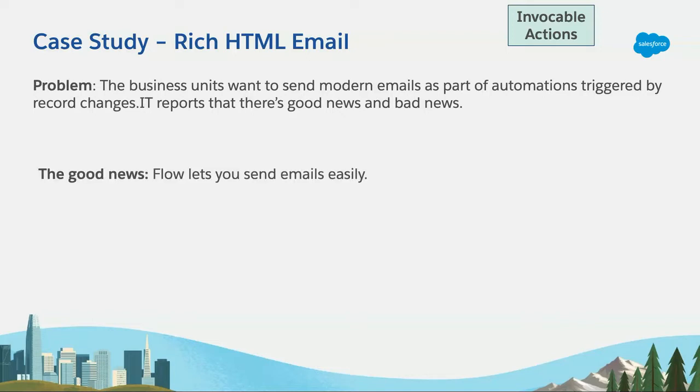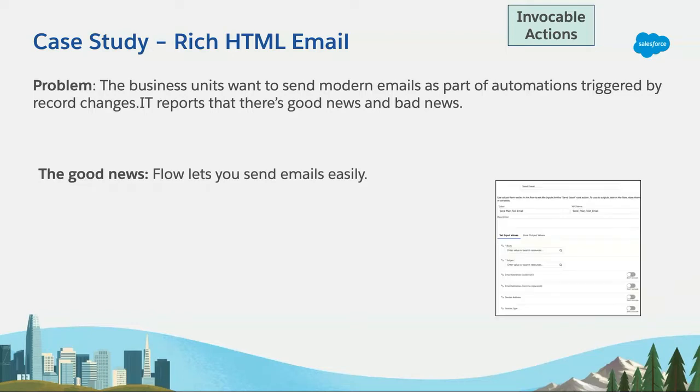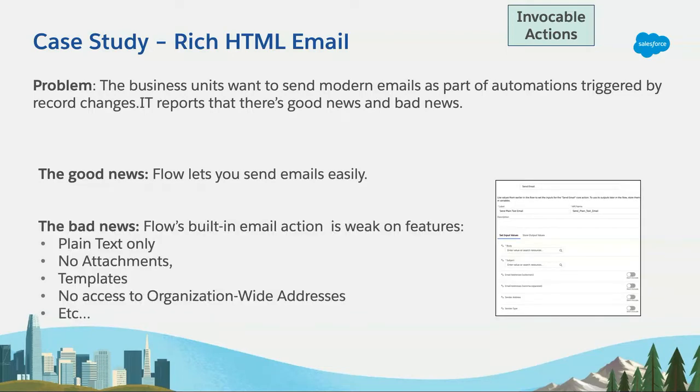So you look into it, and you quickly determine that Flow has right out of the box great ability to send email, but there is some bad news, which is that the built-in email action is pretty weak. It's only plain text. It doesn't have support for attachments. It doesn't have support for templates. We just have not yet been able to prioritize addressing that. We've been too busy building the new Flow Builder and creating some other stuff that I'll get to share with you.